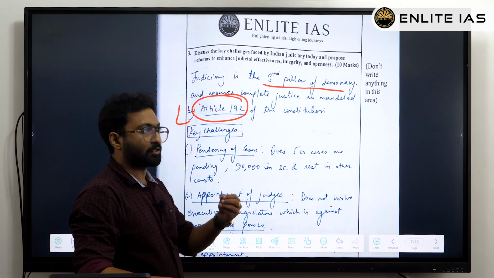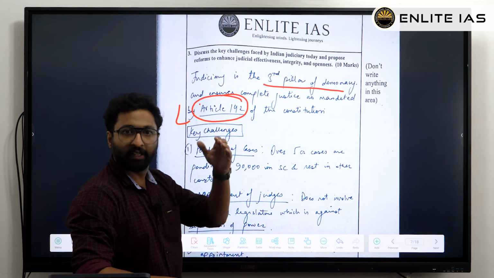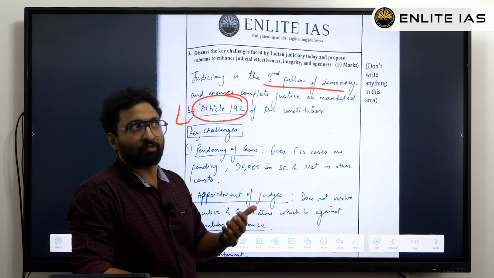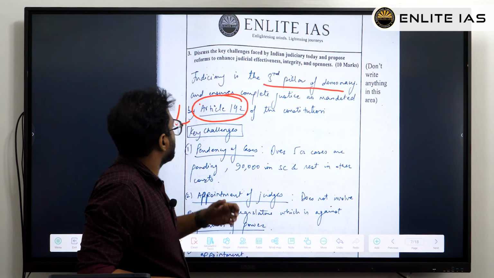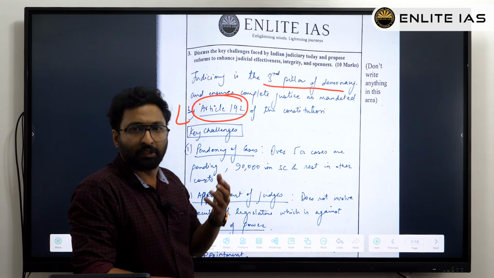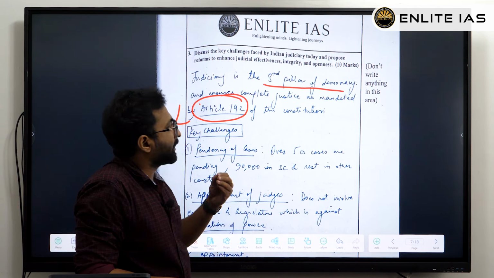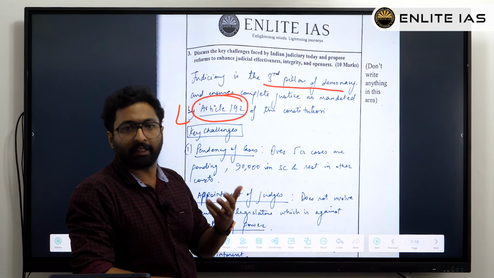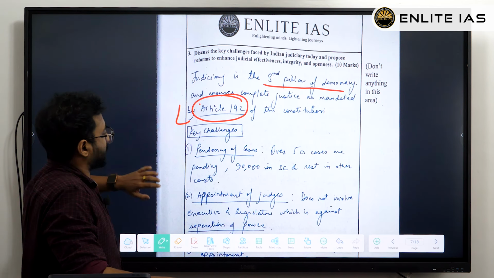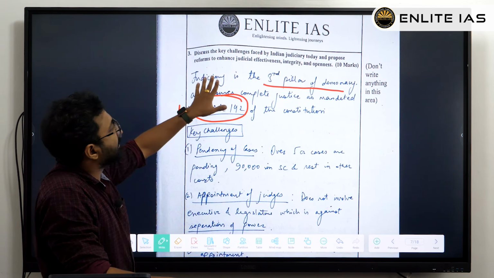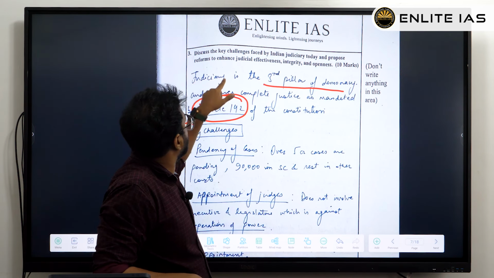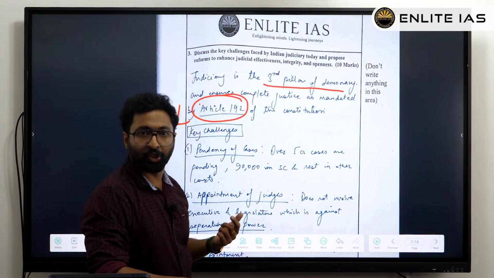It matters because an examiner reads the first part and gets impressed by these types of sentences or articles. So take note: introduction, let it be 3 or 4 lines maximum, and try to impress the examiner from the very beginning of your answer itself. Now coming to the body, we can easily see that there are 2 parts in this question. One is what are the challenges faced by the Indian judiciary today.